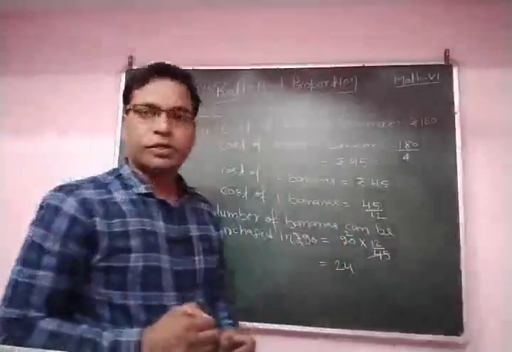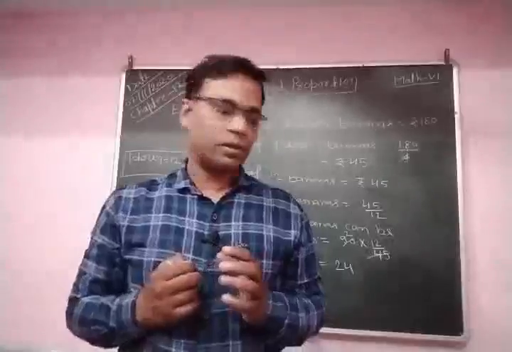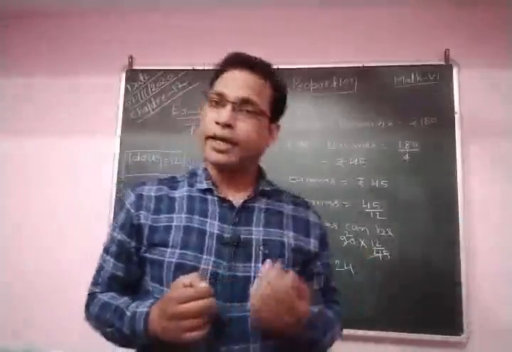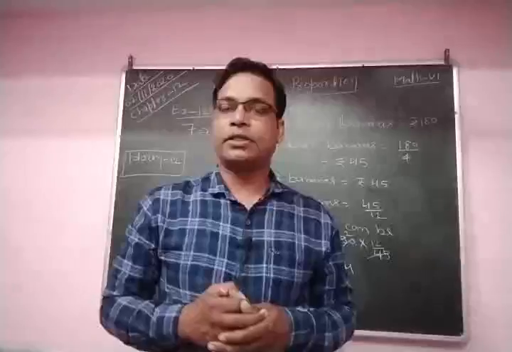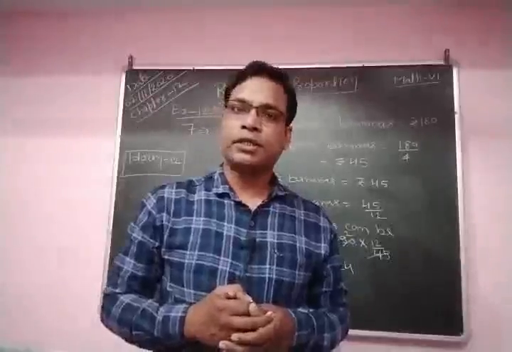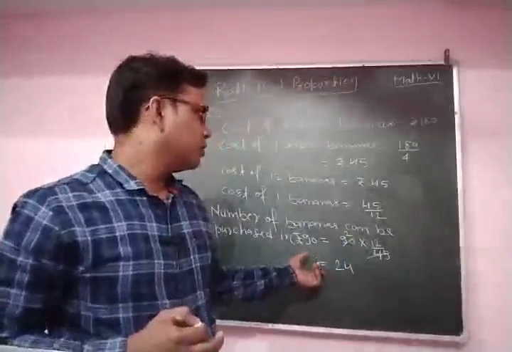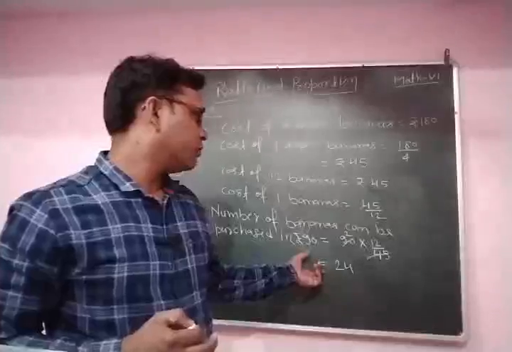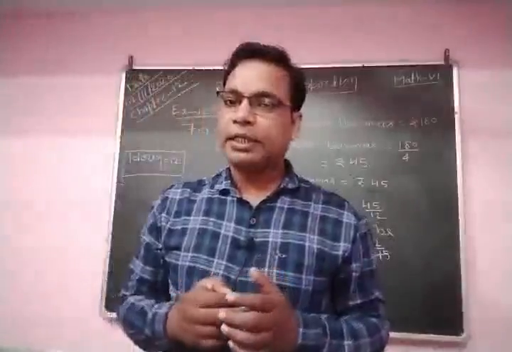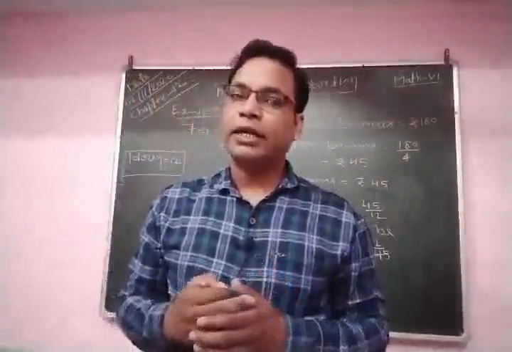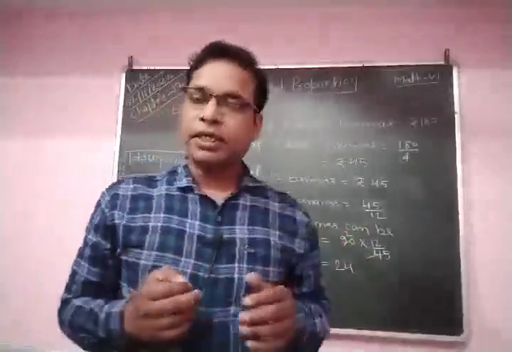Okay, so you can purchase 24 banana in 90 rupees. This is clear. 24 banana means 2 dozen bananas. So understood, student. I hope all of you understood how many banana he can purchase in 90 rupees. So 24 bananas or 2 dozen bananas he can purchase.